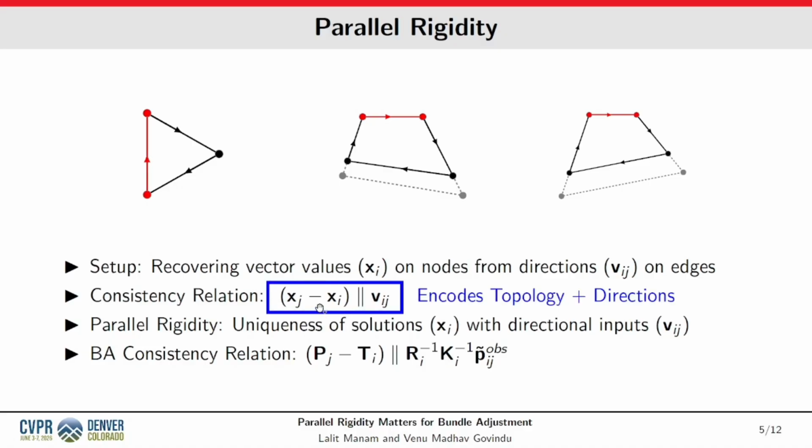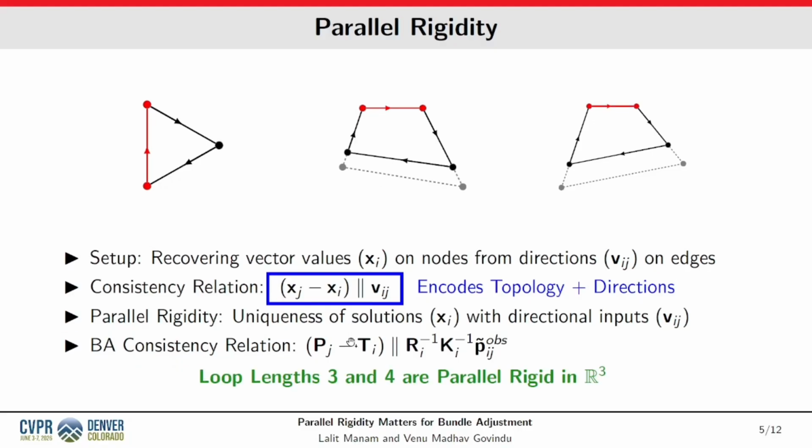We note that the consistency relation not just uses the directions, but also encodes the topology. So we consider only the topology for checking parallel rigidity in the BA problem. And from the parallel rigidity theory, we know that loops of lengths 3 and 4 are parallel rigid in 3D space. This turns out to be useful because BA lies in 3D space and the smallest loop length in the BA graph is of size 4.